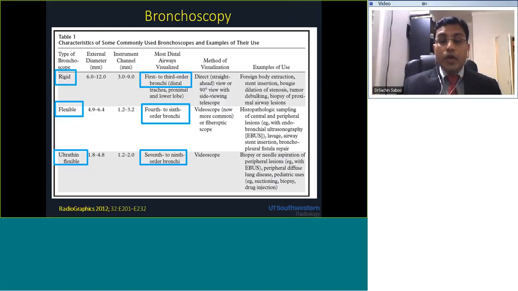The important point to remember here is that these days the most commonly used bronchoscopic procedure is flexible bronchoscopy, and ultrathin flexible bronchoscopy is typically used in pediatric patients or if there are more peripheral lesions.